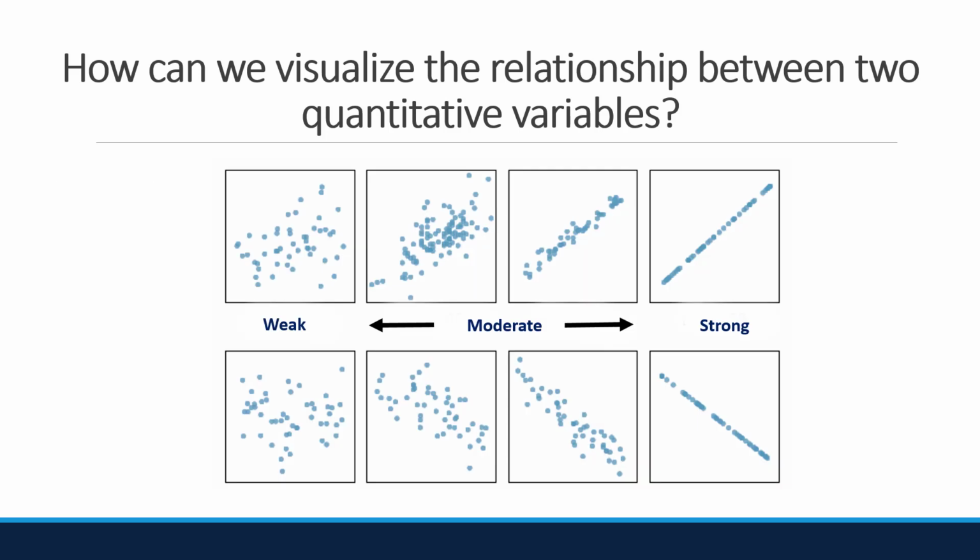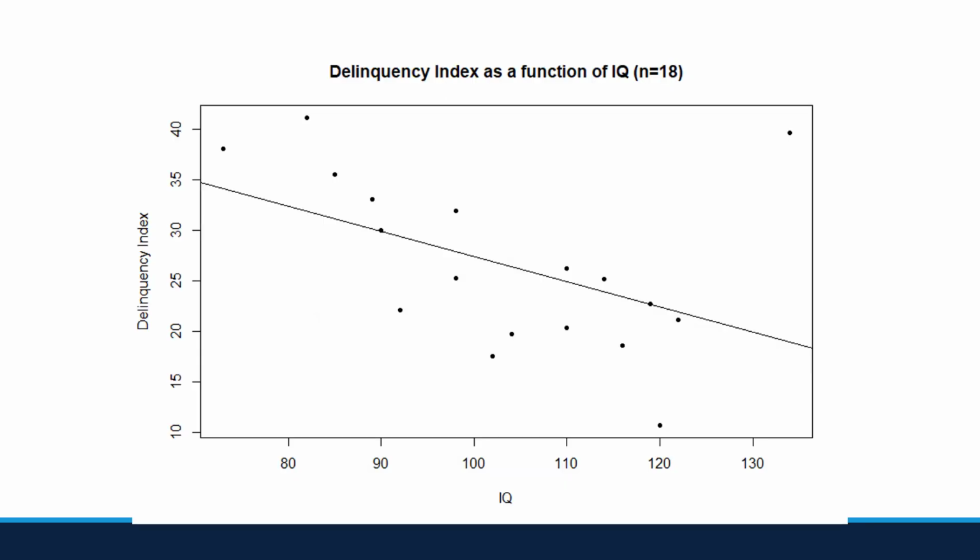The top row of plots are all positive associations, while the bottom row are all negative associations. In the center, we would have moderate relationships, and as we move to the right, we have strong, and to the left, weak. Looking at a plot of the delinquency data, we can see that the underlying pattern is a line. The points are clustered somewhat close to the line, so we can say that the association is moderate and negative.